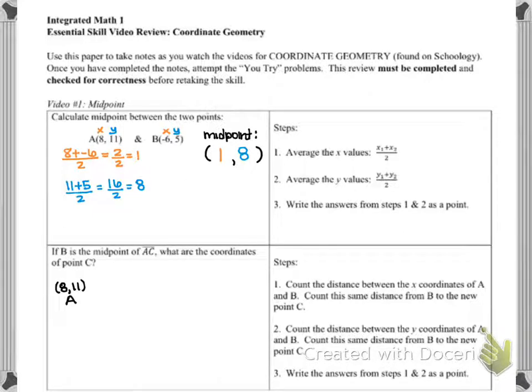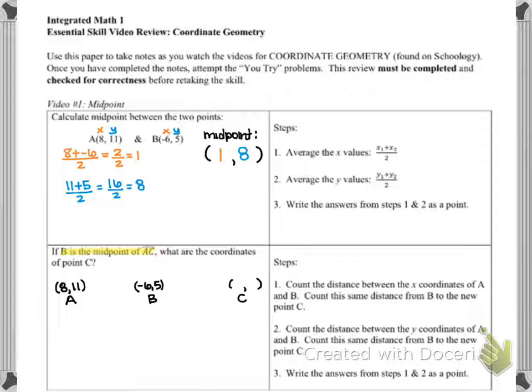Now, it does say that B is going to be in the middle between A and C. So I'm going to draw a little picture here with A at the end, B in the middle, and the point that I had for B, which was negative 6, 5. And then I'm going to put C over here somewhere. So now going back here, I want to think about, again, my x's and my y's.